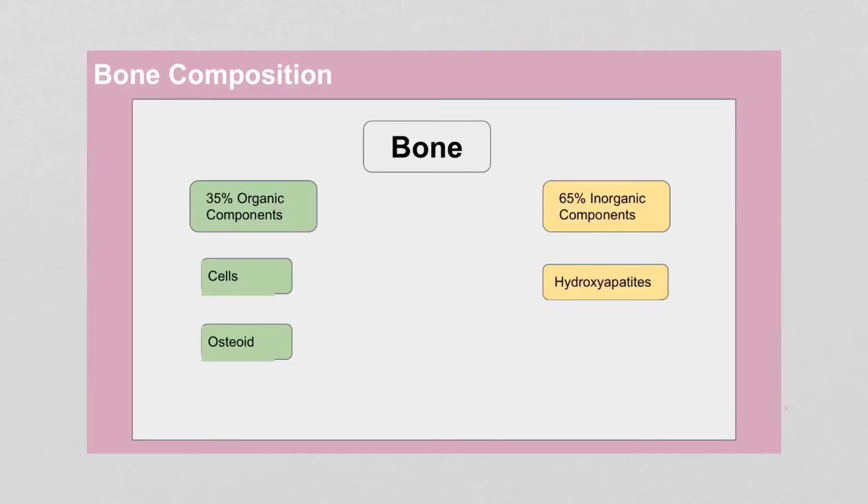So the cells are part of the organic components of bone. The cells and the osteoid make up those organic components, and it's about 35% of bone. The other 65% of bone are the inorganic components. These are the hydroxyapatites, and these are the mineral salts that contain calcium and phosphate crystals kind of wrapped around collagen fibers. And these are what make bone hard and resistant to compression.